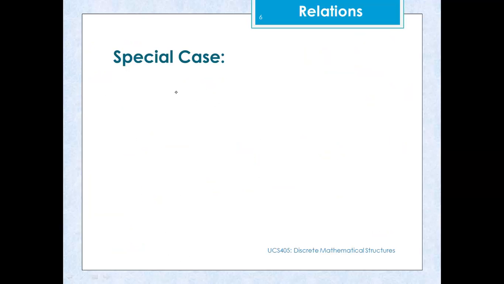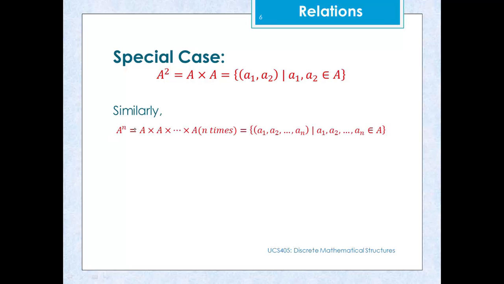Special case means if the Cartesian product is defined on the set A itself, then we can write it as A square and it is denoted as A cross A. Similarly, if this concept is extended to n sets, then it can be defined as A raised to the power n, or we can write it as A cross A up to n times. So this was all about the basic concepts on which the relation is based.